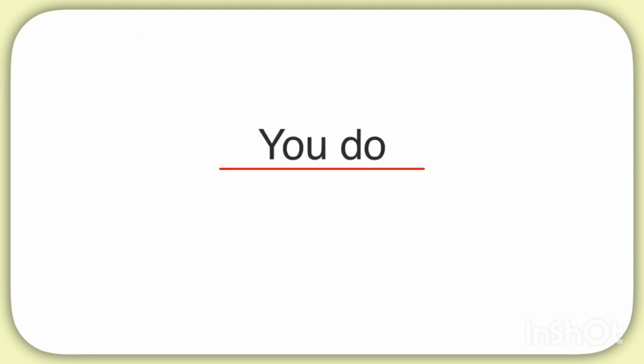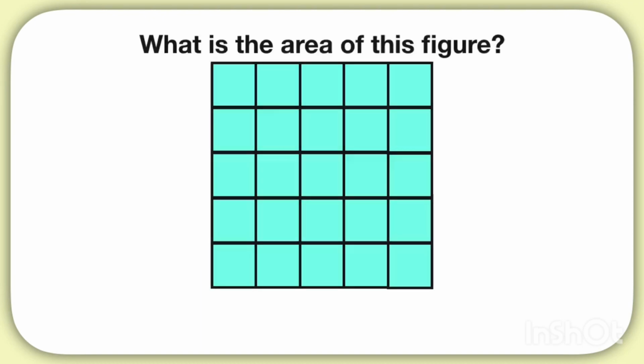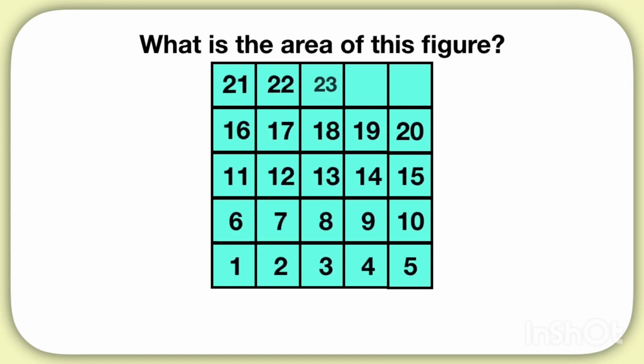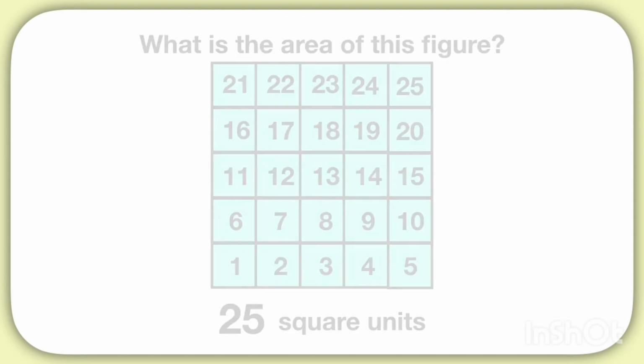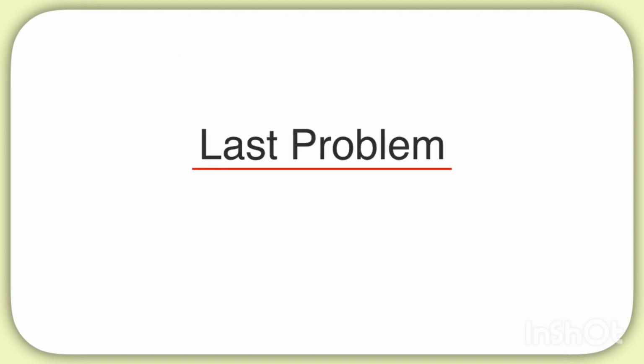Now it's time for you to practice on your own. What is the area of this figure? All you need to do to find area is count up the unit squares. If you count all of the unit squares in this shape, you will find that it has a total area of 25 square units. Now here's your last problem for this video.